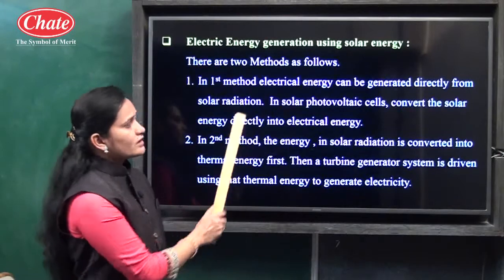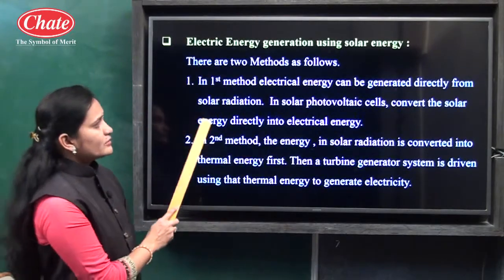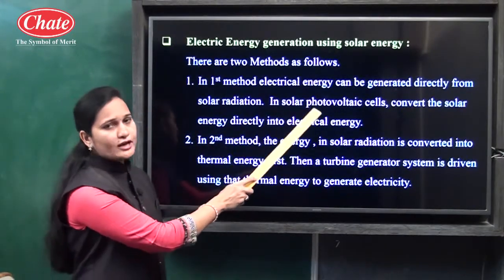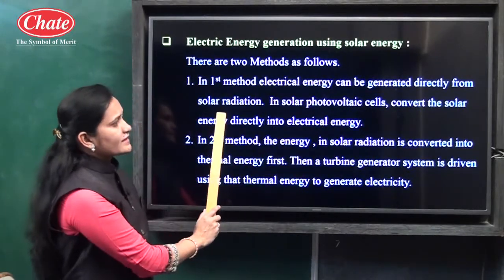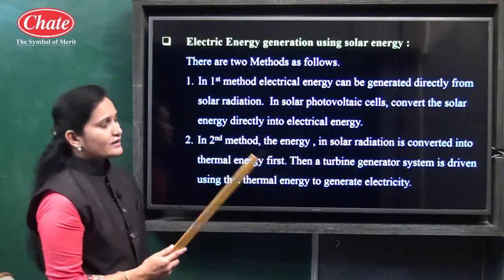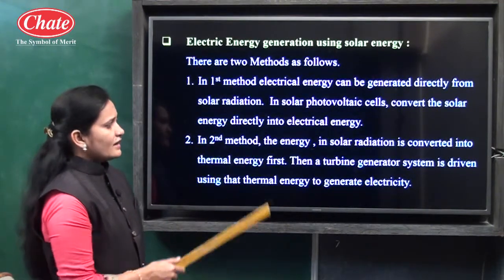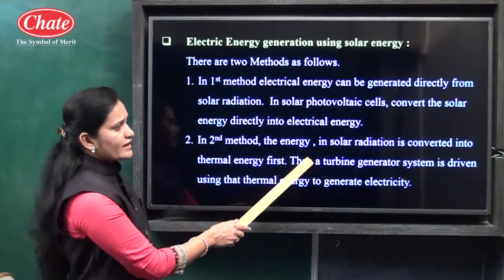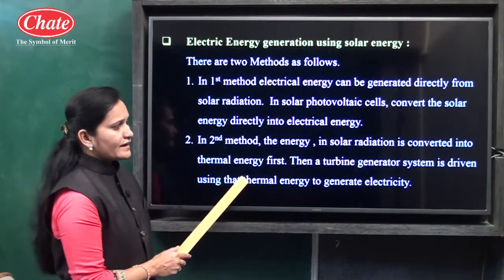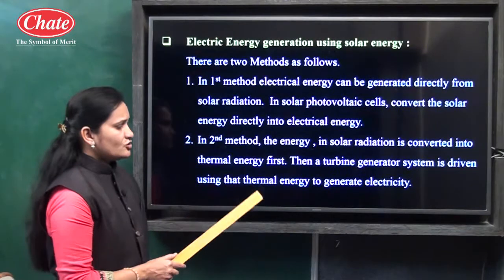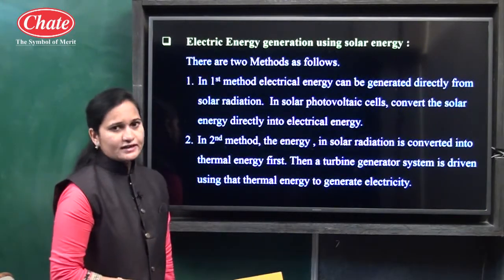So, in total two methods are there. In the first method, by using the solar photovoltaic cell, the solar radiation can be directly converted into electrical energy. And in the second method, the solar radiation is first converted into thermal energy, and then a turbine generator system is driven using that thermal energy to generate electricity.